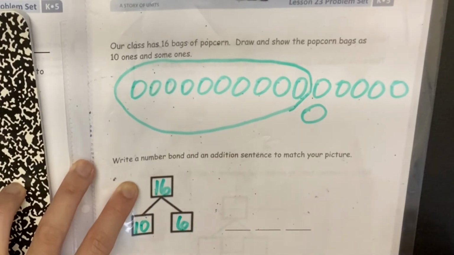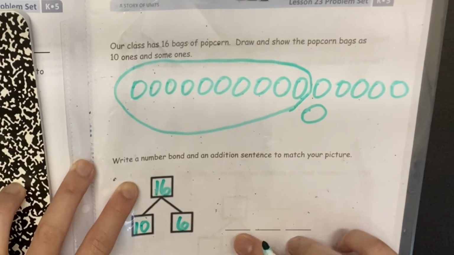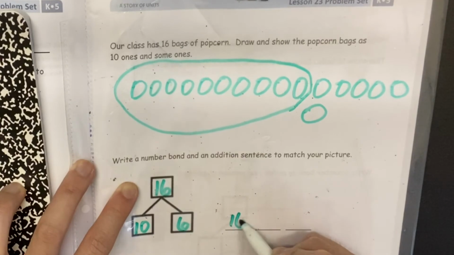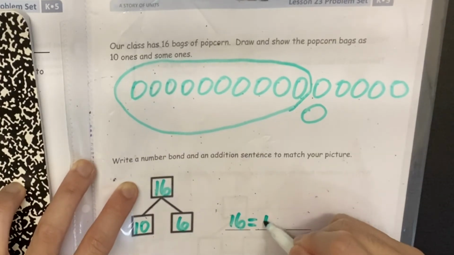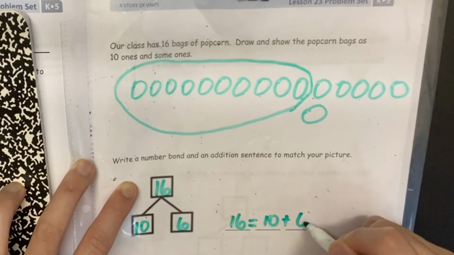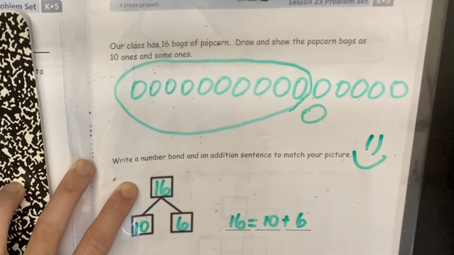So now I got to write my number sentence. Remember, I'm really thinking about the ways I'm going to write my number sentence. So since it told me my whole, I'm going to start with that. 16 equals 10 plus 6. Awesome job. So if you got everything right, you can give yourself another happy face. Wow, 3 happy faces today.